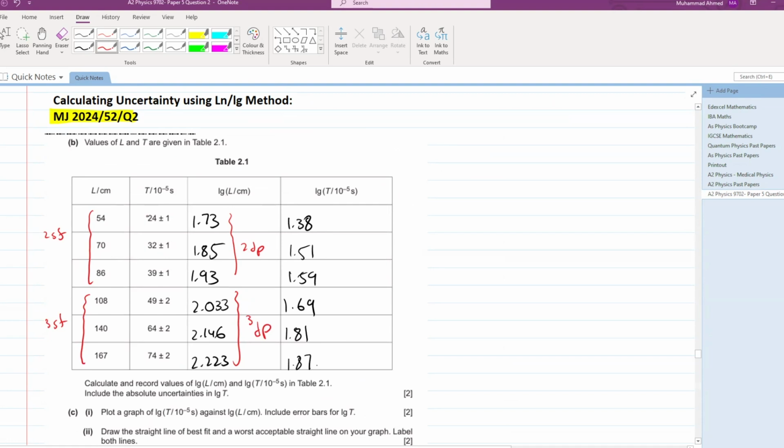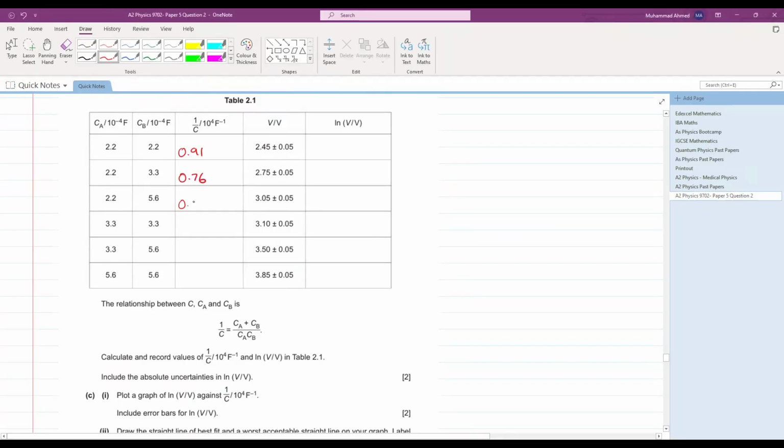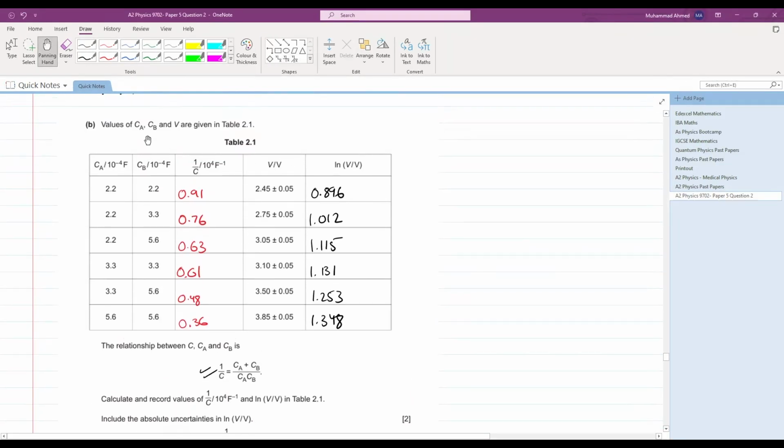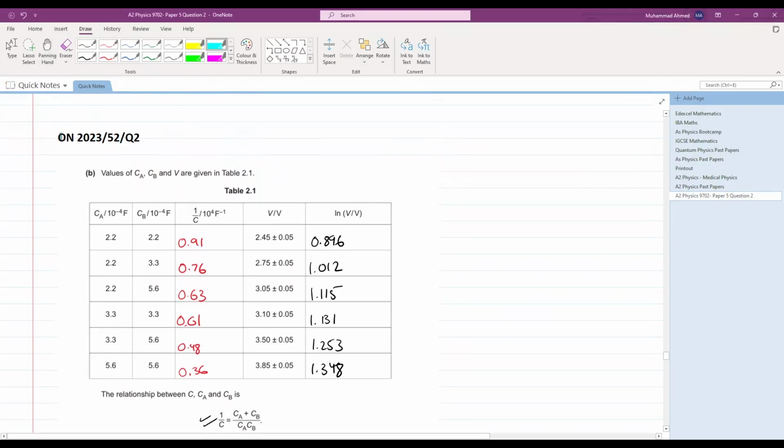You can also see T. All the values of T have two significant figures. So all the values of LG T have two decimal places. Simple as that, nothing complicated here. So yeah, a little bit of commentary here. As you can see, this is October, November 2023, paper 5, variant 2 and question 2.